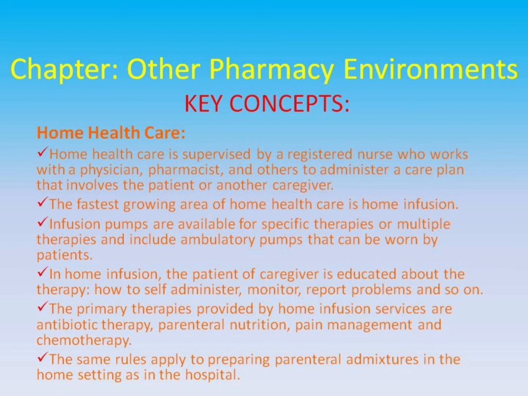The fastest growing area of home health care is home infusion. Infusion pumps are available for specific therapies, or multiple therapies, and include ambulatory pumps that can be worn by patients. In home infusion, the patient or caregiver is educated about the therapy, how to self-administer, monitor, report problems, and so on. The primary therapies provided by home infusion services are antibiotic therapy, parenteral nutrition, pain management, and chemotherapy. The same rules apply to preparing parenteral admixtures in the home setting as in the hospital.